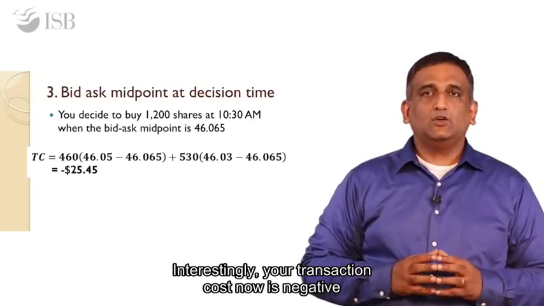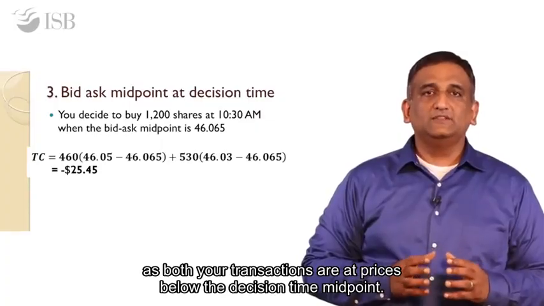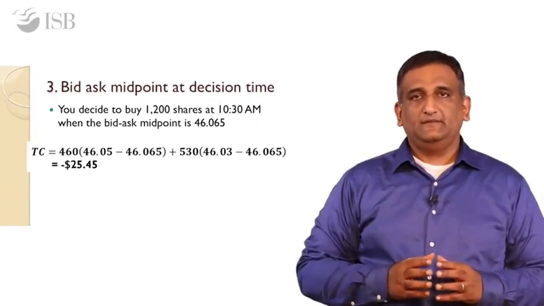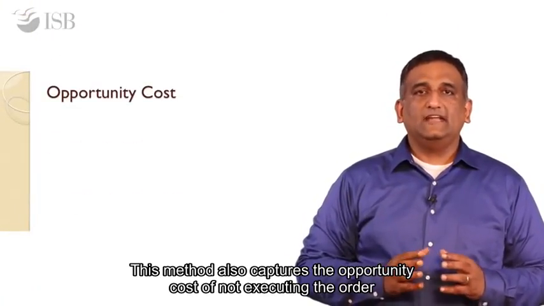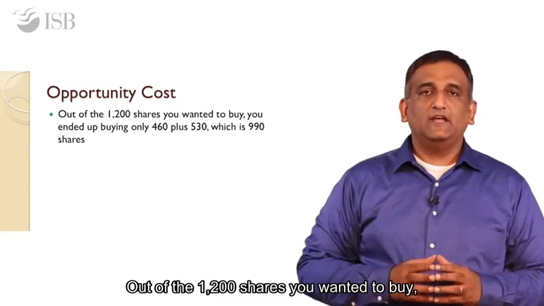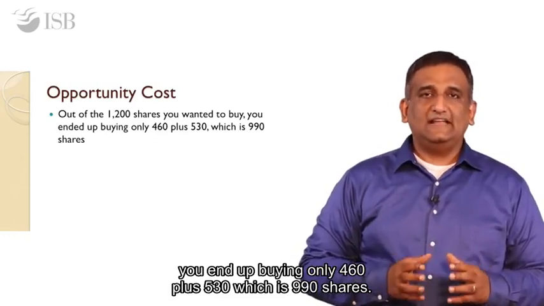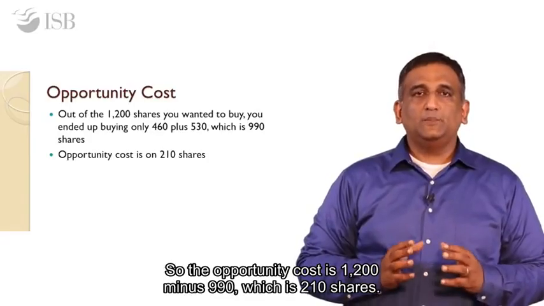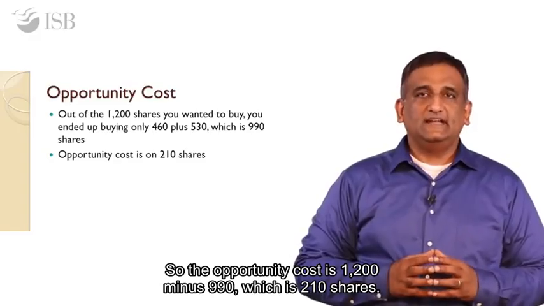Interestingly, your transaction cost now is negative as both your transactions are at prices below the decision time midpoint. This method also captures the opportunity cost of not executing the order completely. Out of the 1200 shares you wanted to buy, you ended up buying only 460 plus 530, which is 990 shares. So the opportunity cost is on 1200 minus 990, which is 210 shares.